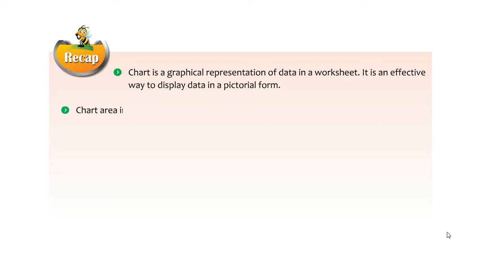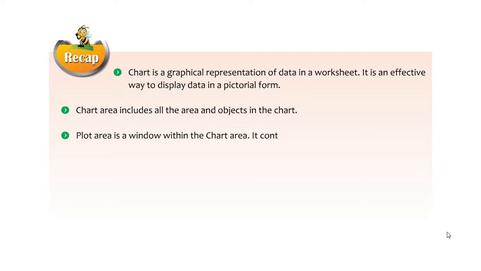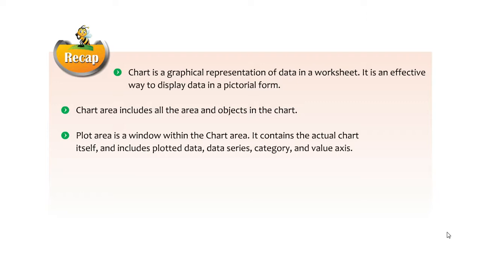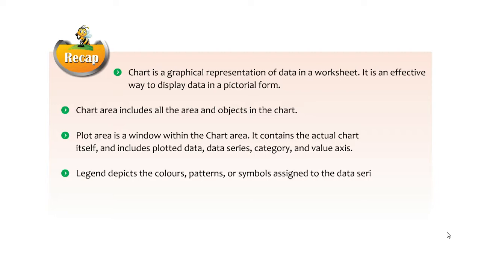Okay students, let us take a recap of this chapter. Chart is a graphical representation of data in a worksheet. It is an effective way to display data in a pictorial form. Chart area includes all the area and objects in the chart. Plot area is a window within the chart area. It contains the actual chart itself and includes plotted data, data series, category and value axis. Legend depicts the colors, patterns or symbols assigned to the data series. It helps to differentiate the data.